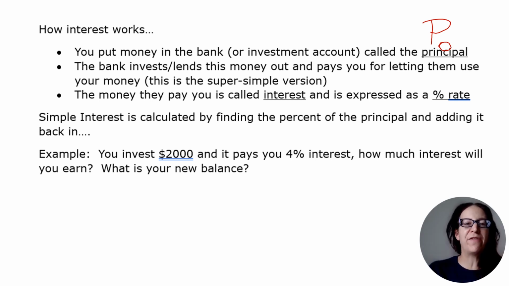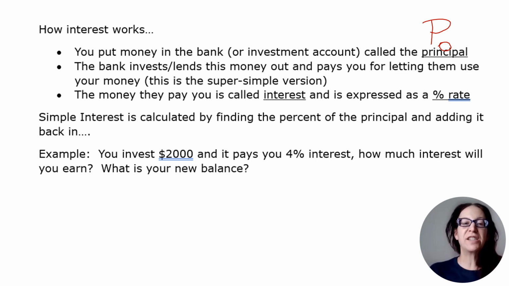Now, the bank invests, lends this money out, and pays you for letting them use your money. Super simple version here. So you give your money to the bank. The bank does not necessarily store this money in a vault, which is why bank runs can be a problem. They lend that money out, and they are willing to pay you for the use of your money. Again, super simple version. The money they pay you is called interest, and it's expressed as a percent rate.